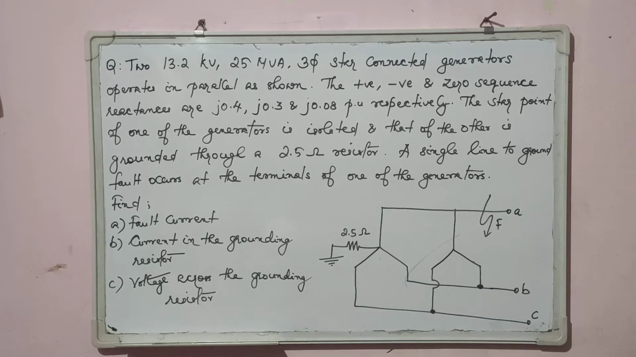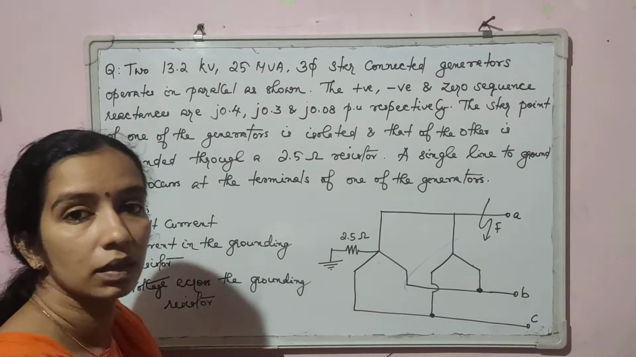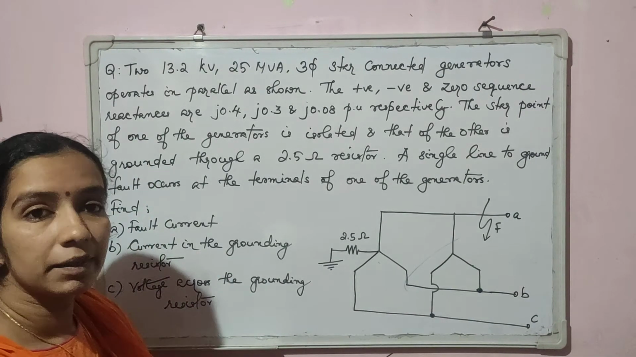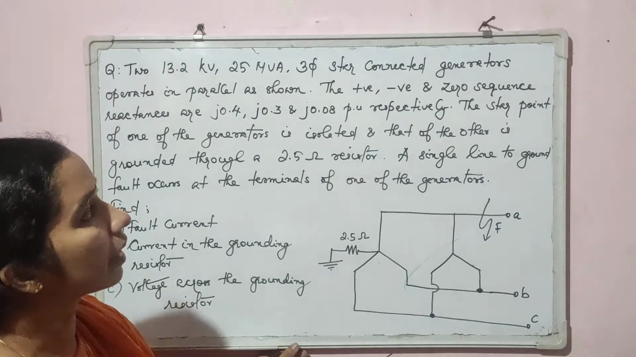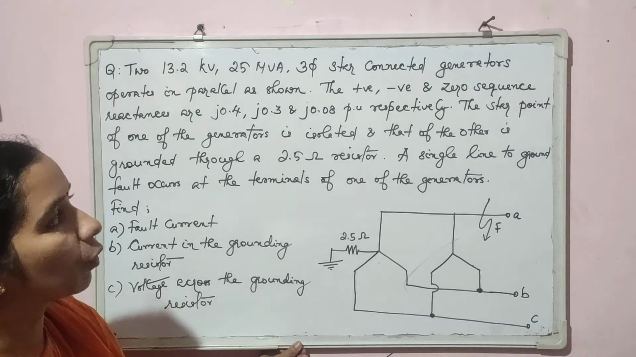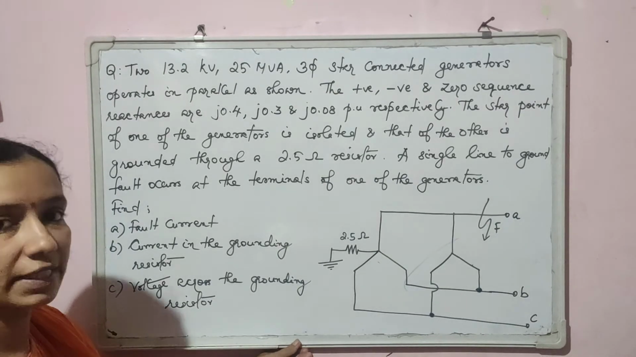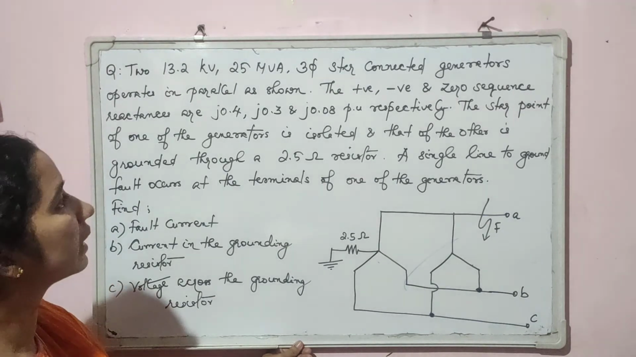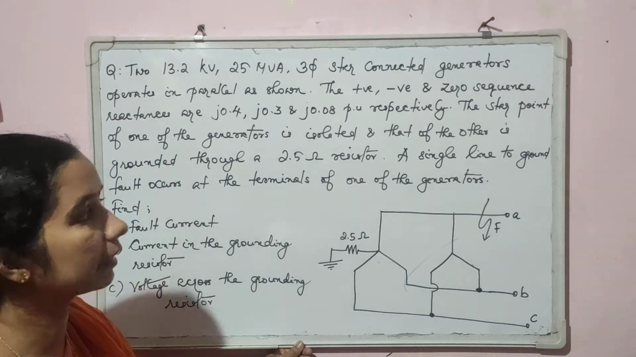We are going to solve a problem on single line to ground fault. Two 13.2 kV, 25 MVA, 3-phase star-connected generators operate in parallel. The positive, negative and zero sequence reactances are j0.4, j0.3 and j0.08 per unit respectively.